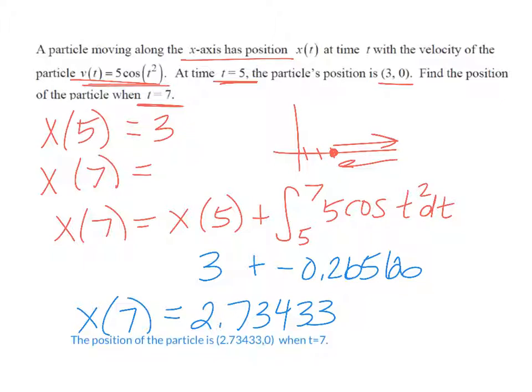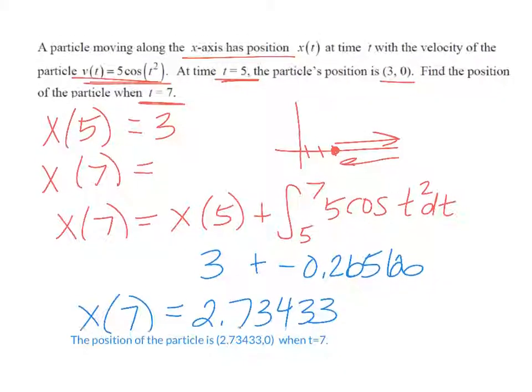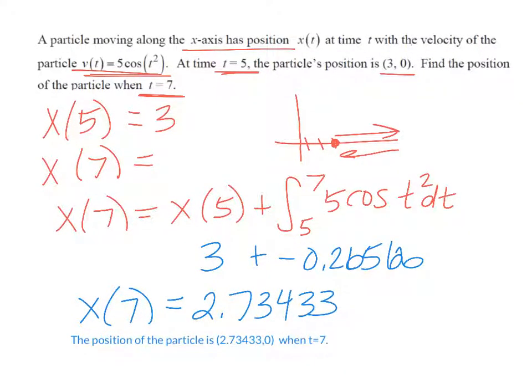So the position of the particle, I put it as a coordinate point because there are no units on this one, and the other one was stated as a coordinate point. So I figured I should also state mine as a coordinate point. So 2.73433, comma 0, when time equals 7. Again, time equals 7 has no units, otherwise you would make sure you had them. So I have the noun, the position of the particle, my unit, and my time. That's a great NUT.